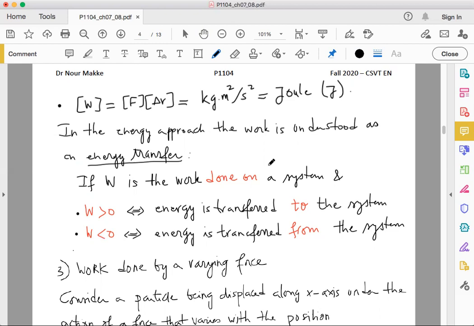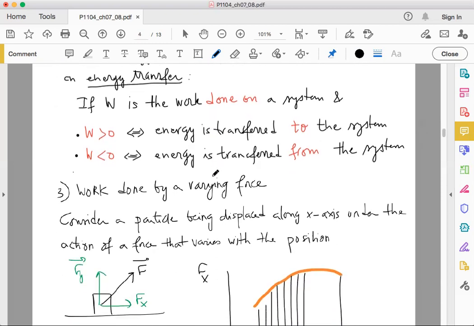And be careful, the work is done on the system in this case. So if the work is done on the system and positive, then the energy is transferred to the system. And if the work is done on the system and W is negative, then the energy is transferred from the system. So this is it for the work done by a constant force.